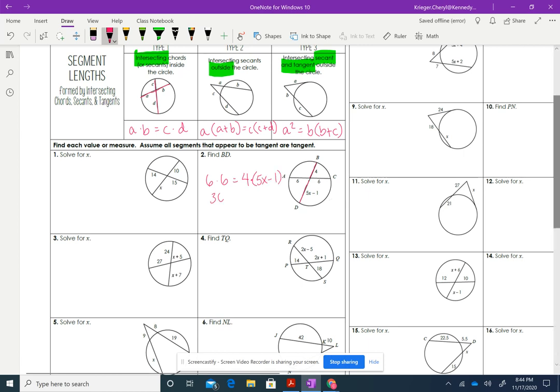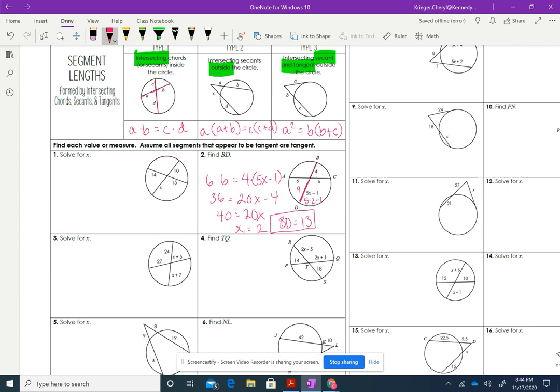Okay, so 36 equals 20x minus 4. I add 4 to both sides. And that gives me x equals 2. Okay, so now I'm going to plug in my x to what I got for this portion of BD, right? And I'll say 5 times 2 minus 1 is 9. So BD equals 4 plus 9, 13. Okay, so that was number 2, not too difficult.